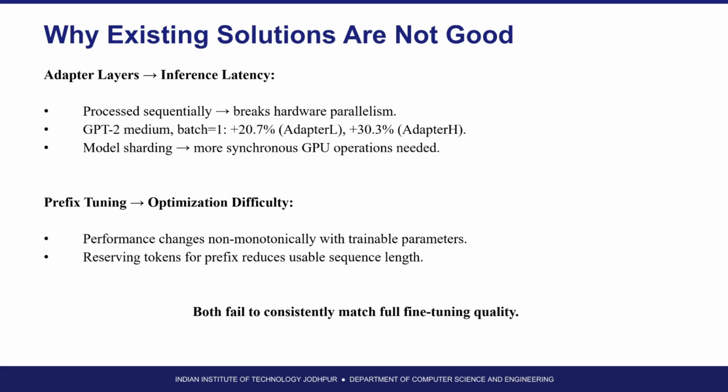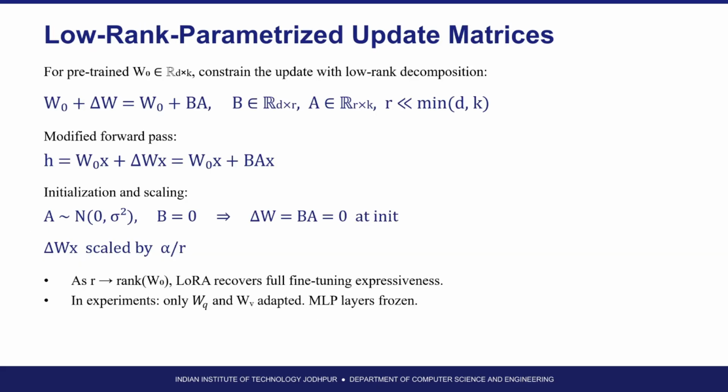Adapter H adds 30.3%. With model sharding, this gets even worse because of synchronous GPU optimization. Prefix tuning has optimization difficulties, and both fail to consistently match full fine-tuning quality. LoRA solves all of these problems simultaneously.